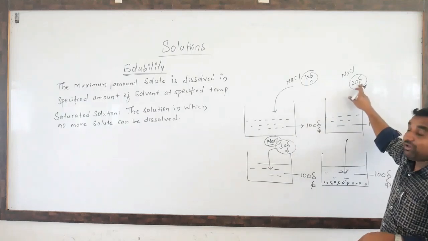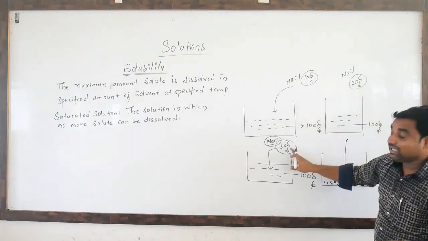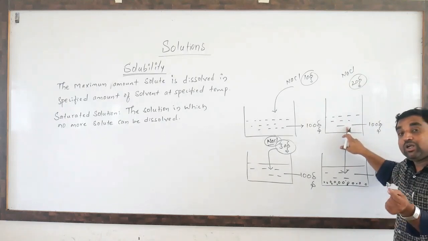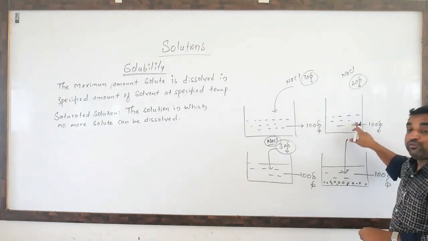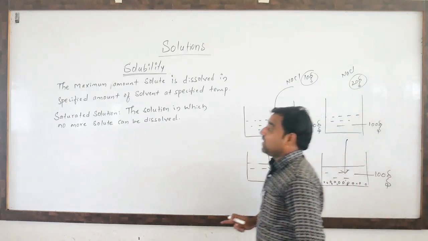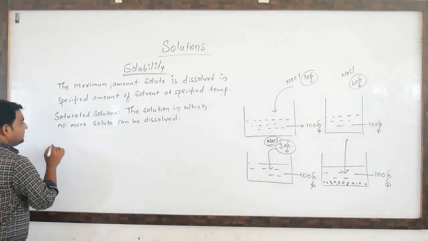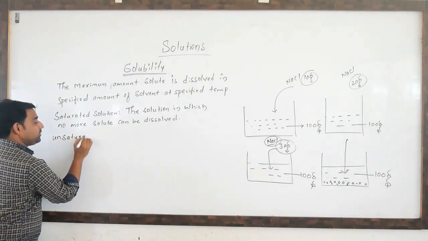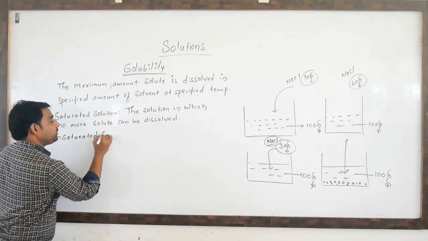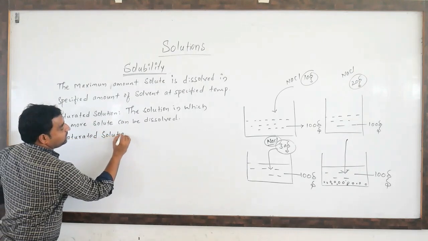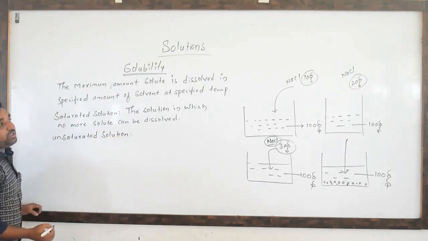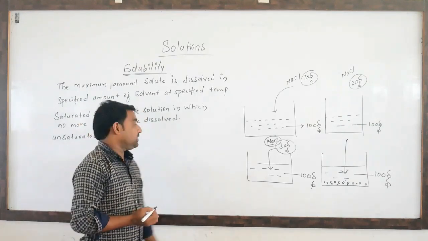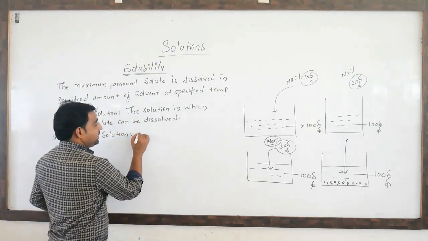So here we are adding 20 grams, here we are adding 30 grams. So this solution has the capacity to dissolve some more solute. Such types of solutions are termed as the unsaturated solutions. What is the meaning of the unsaturated solution? How to define this one? The solution in which more amount of solute can be dissolved, such types of solutions are termed as the unsaturated solutions.